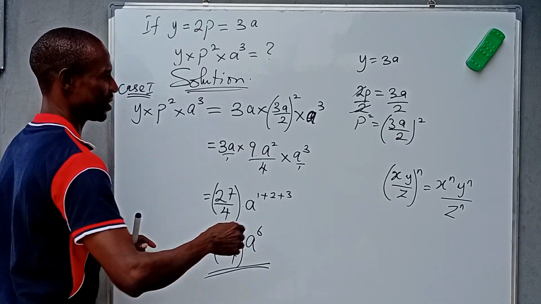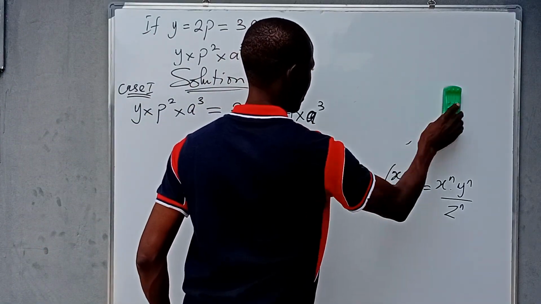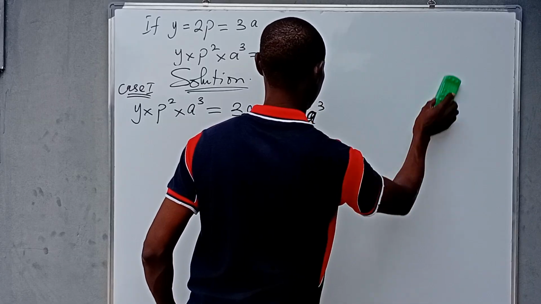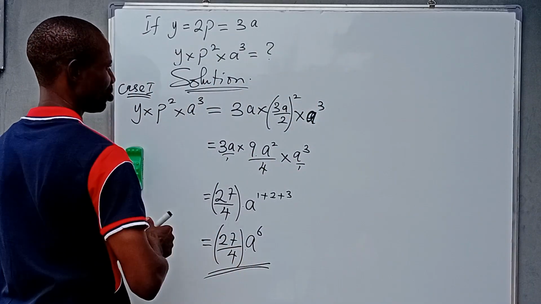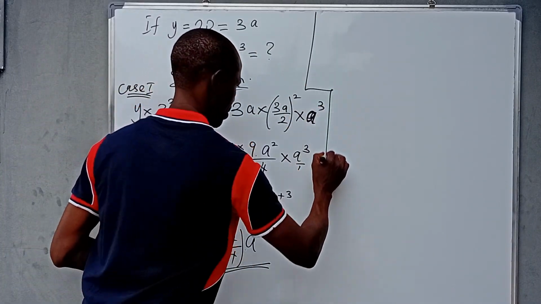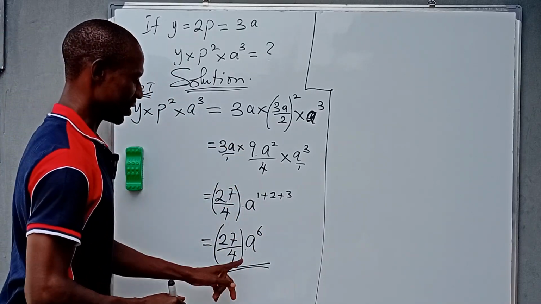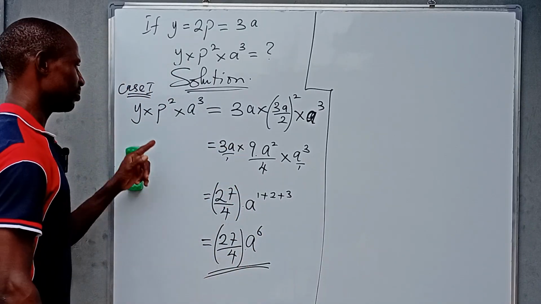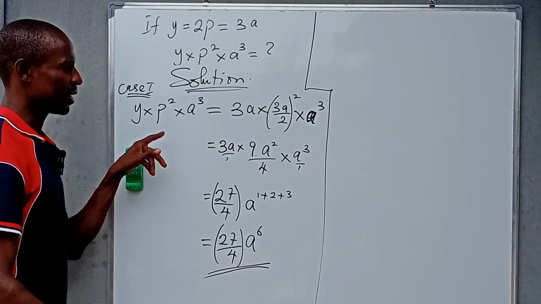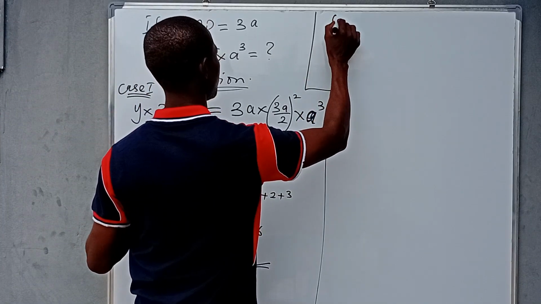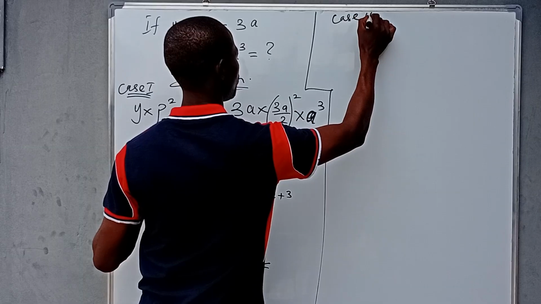Now let's look at case 2. What will this case 2 give us? Still going to give us a very interesting expression too. So here we succeeded in making everything to be a. Now we want to make everything to be p. So our expression again, we're taking this as our case 2 here.